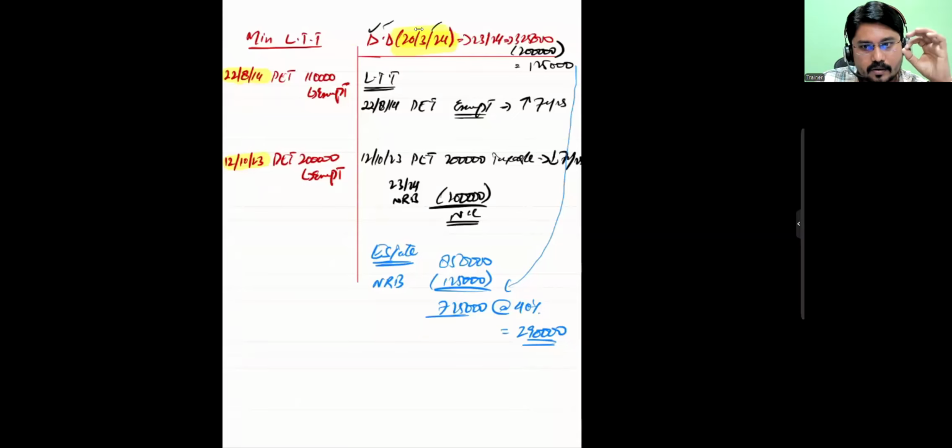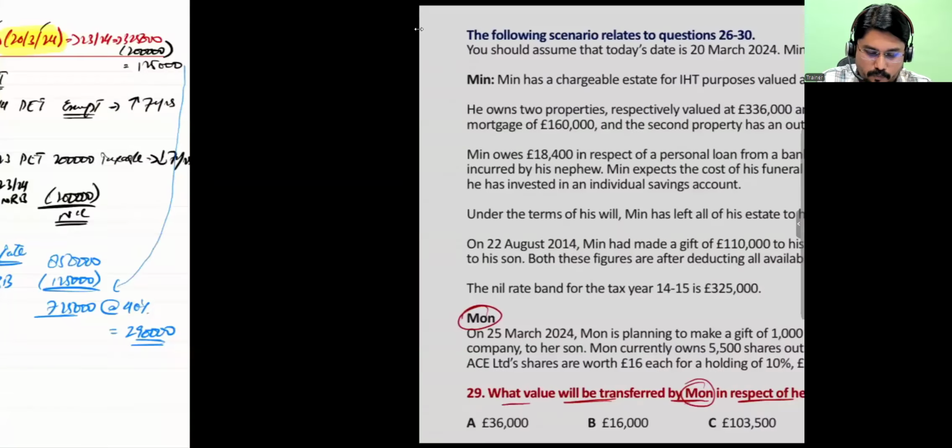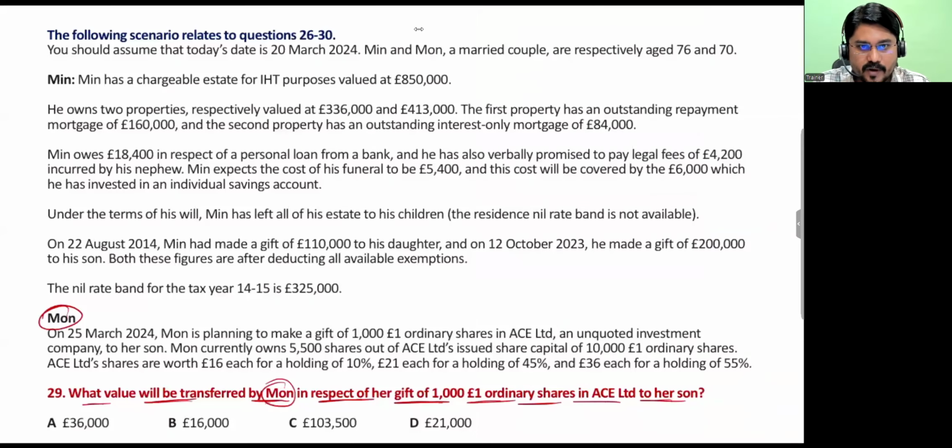So for solving a question, at times you need to prepare a detailed working, and based on that working, you can find your correct answer. Moving forward, here we go. The requirement of this question: what value will be transferred by Mon, the second person, in respect of her gift of 1,000 shares in ACE Limited to her son? If you remember the concept of diminution in wealth, you can easily attempt this question. Take your time.